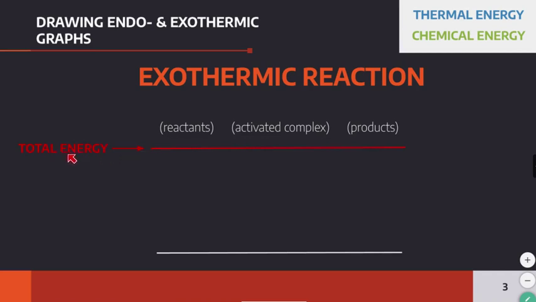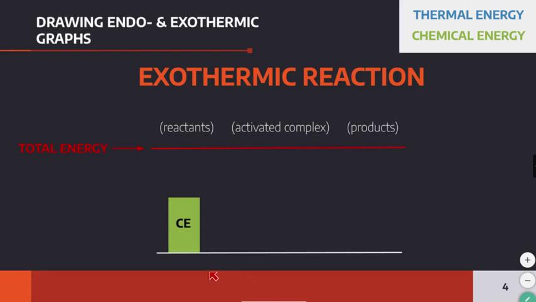Label that as total energy, and then you'll have three parts to your graph. Above the graph, or you could do below, but we'll use above, I want you to label reactants, activated complex, and products. Go ahead and pause this video while you do that. Resume it once you've got that drawn out.